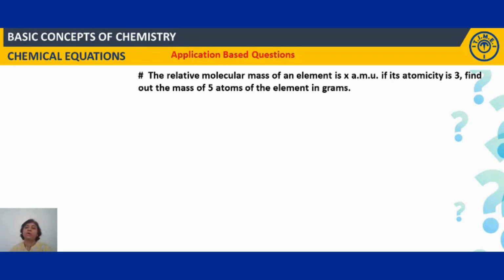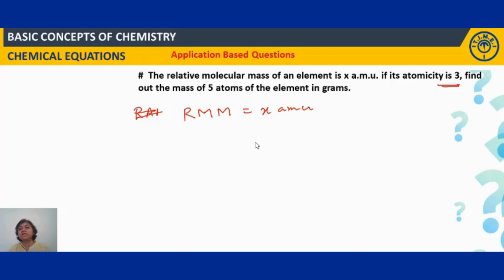Fine? Okay. Now it is given that its atomicity is 3, find out the mass of 5 atoms of the element in grams. Okay. So let's start. So we know the molecular mass of the element and its atomicity. So let us write RMM, relative molecular mass, is equal to X AMU. Now its atomicity is 3.